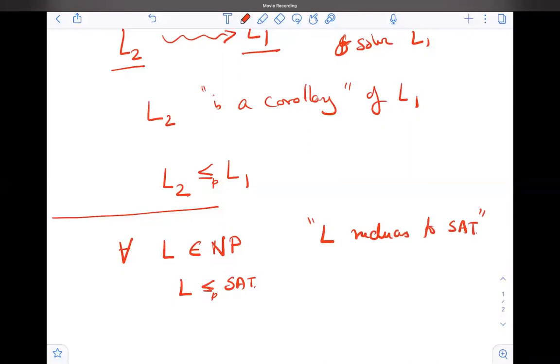Isn't that, that means that SAT is less than or equal to L, because if L reduces to SAT, it's like if I can solve L, I can solve SAT, right? No, exactly the opposite. L reduces to SAT. Okay, SAT reduces. Okay, L reduces to SAT. It's the reduction meaning.